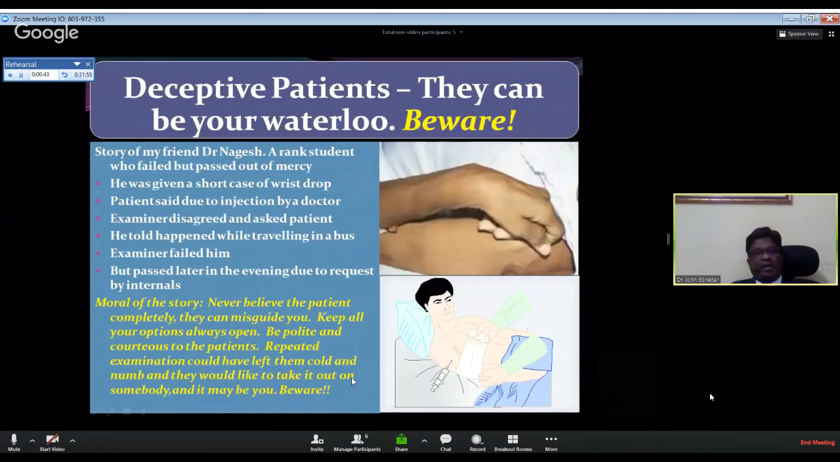But late in the evening, all the experts assembled. They said he's an accident, and they know he's the examiner's cousin. The patient said, here is everything. Sir, please don't fail him. And then he was passed. So he ultimately just scraped through the exam. What is the moral of the story? Never believe the patient completely. They can misguide you. Keep all your options always open. Be polite and courteous. Repeated examination could have left them cold and numb, and they would like to take it out on you. Maybe it's your bad luck that day, so beware.